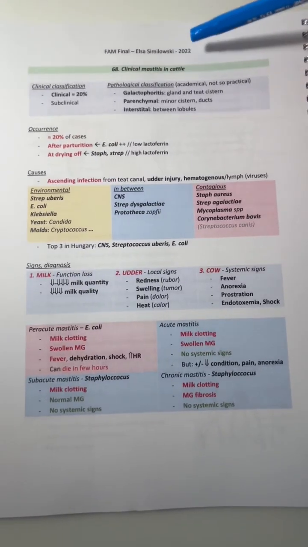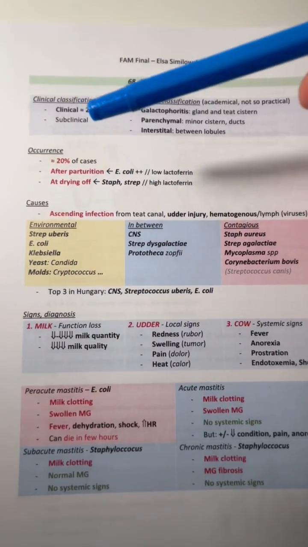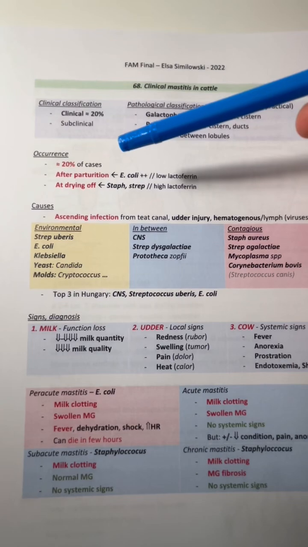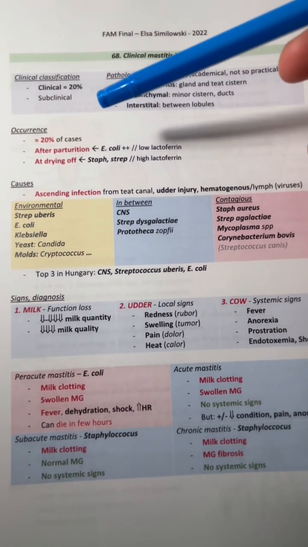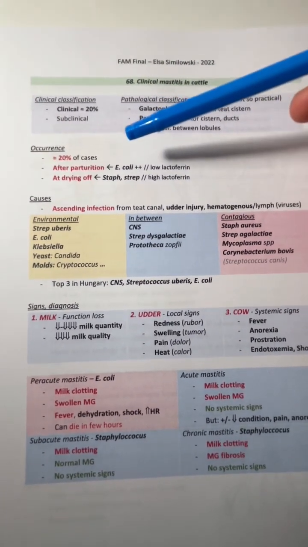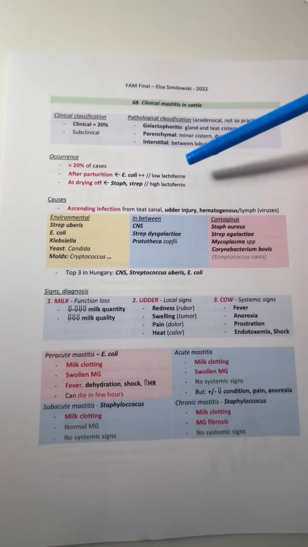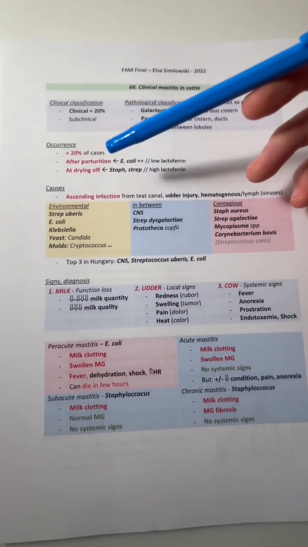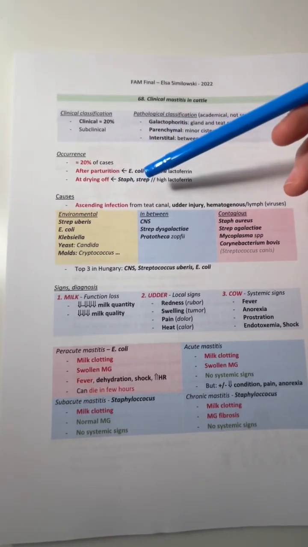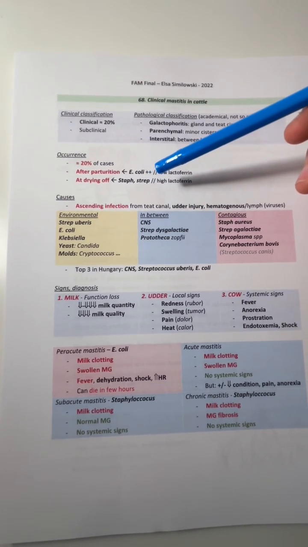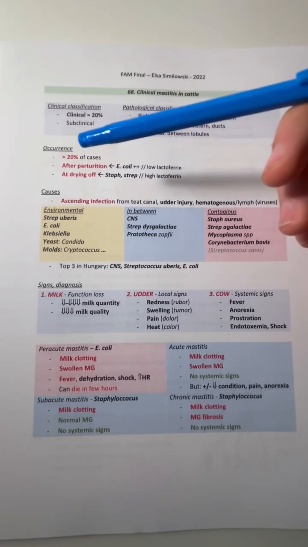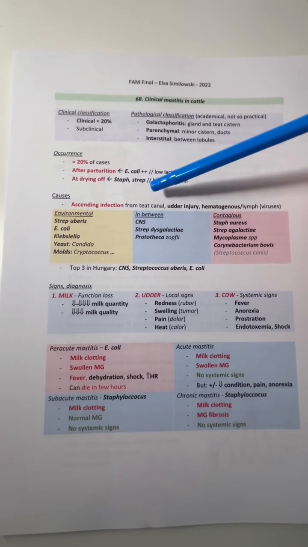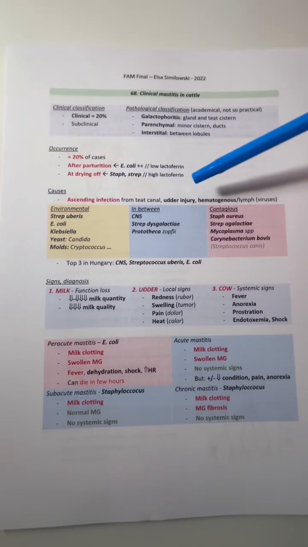Clinical mastitis in cattle. Occurrence: around 20% of all mastitis cases are clinical. It usually happens after birth, when E. coli gets into the mammary gland, when there are low levels of lactoferrin. It also happens at drying off, when Staphylococcus and Streptococcus get into the mammary gland, and this happens when there are high levels of lactoferrin. Causes are ascending infection from the teat canal, due to injury, or it can be hematogenous as well.